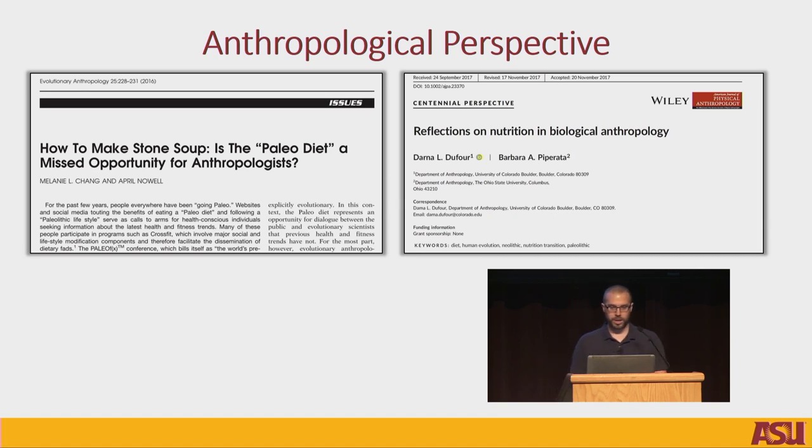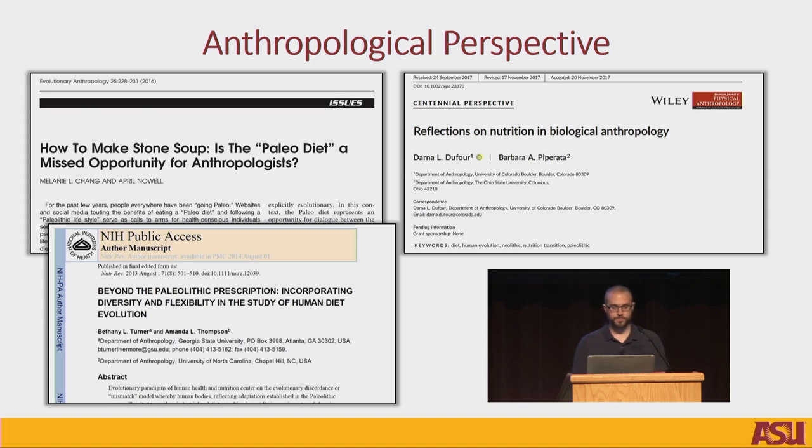Another paper here, Dufour and Piperata, they talk about how the natural human diet is a product of human evolution, and there really is no one set human diet. So the idea of having something like an optimal diet or a diet made up of certain food groups or not certain food groups is really incorrect, and they emphasize in the paper that diversity and flexibility of a diet is really crucial to the human diet.